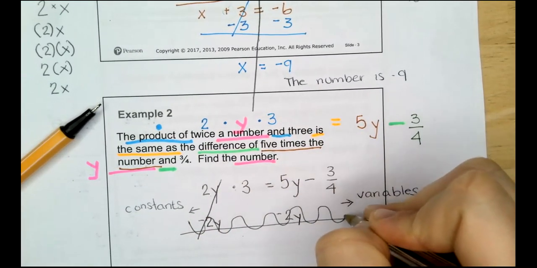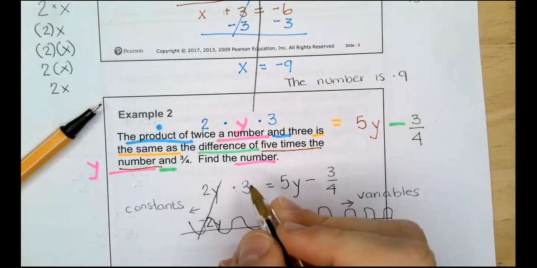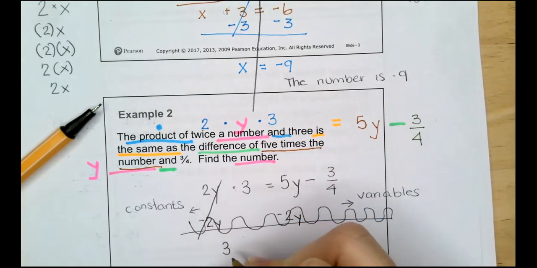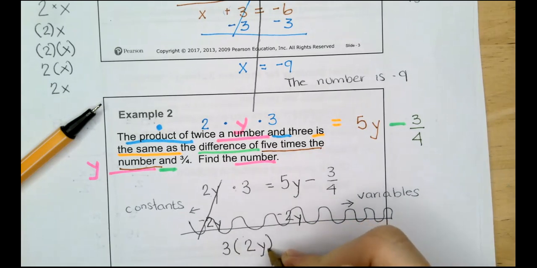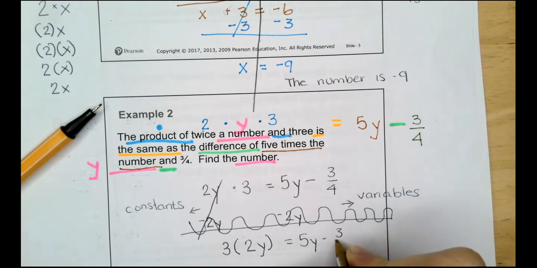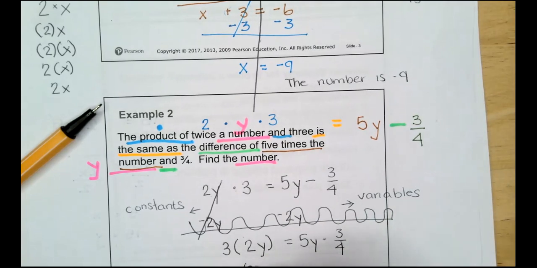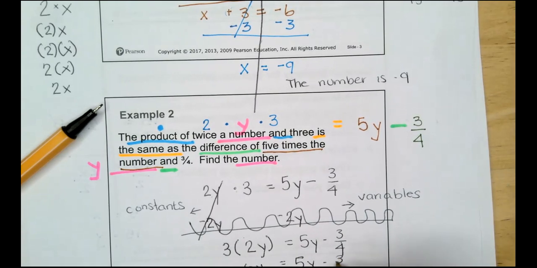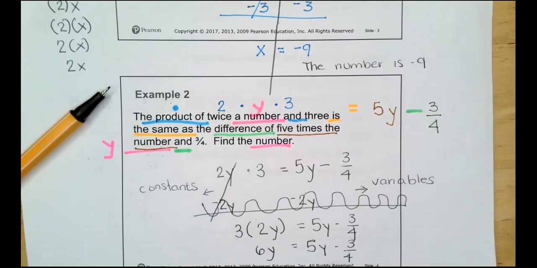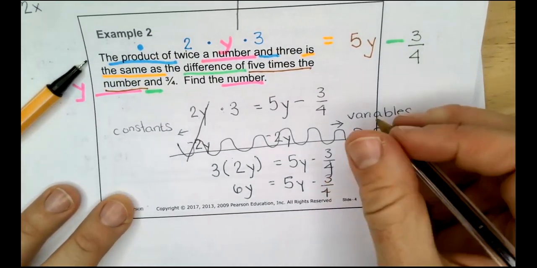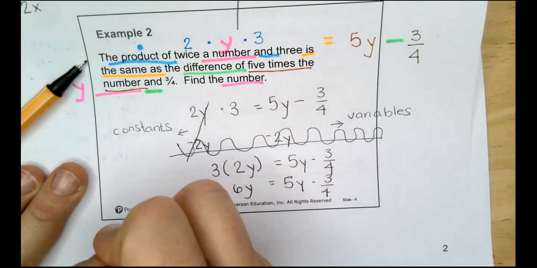Goodness, kind of want to start this over. That's so embarrassing. 2y times 3 is just 3 times 2y, right? So 3 times 2 is actually 6y. So now we have 6y equals 5y minus 3/4. Very different problem. I'm going to move my variables over here.